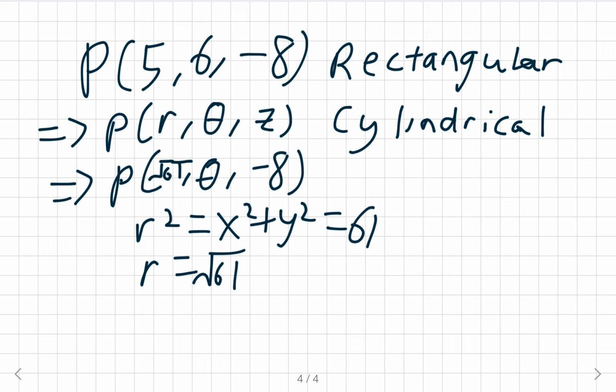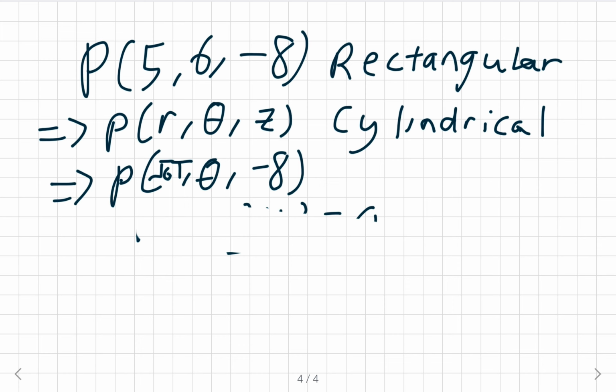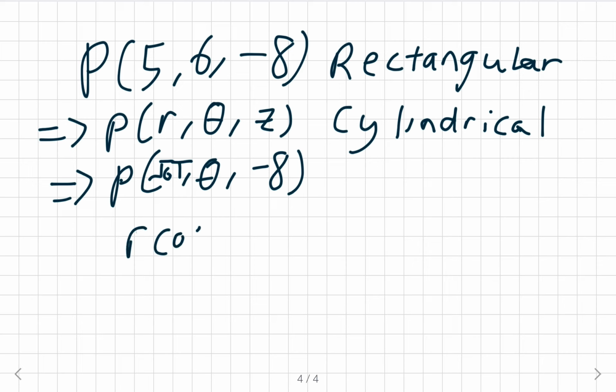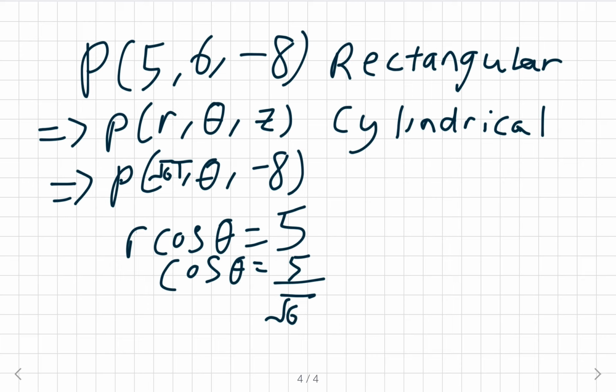So now you need theta. As you can recall from just now, if you're not sure, skip back to the previous part. r cosine theta equals the x coordinate in rectangular form. So that's r cosine theta equals 5. We know r, right? So cosine theta is 5 over r. That's 5 over root 61. So we input that in our calculator.